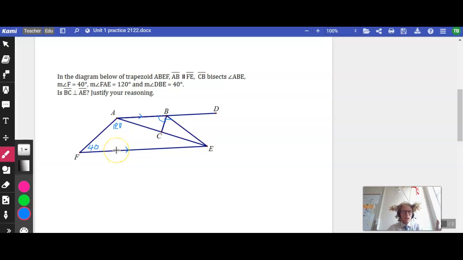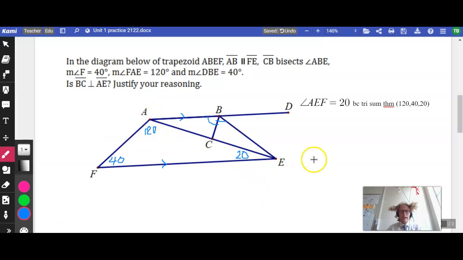First thing I generally try to look for is triangles. So I see that I have a triangle here and it's got two measures. So I can say this. So angle AEF is 20 degrees because we have this triangle right here. 40 plus 120 plus 20 is equal to 180.